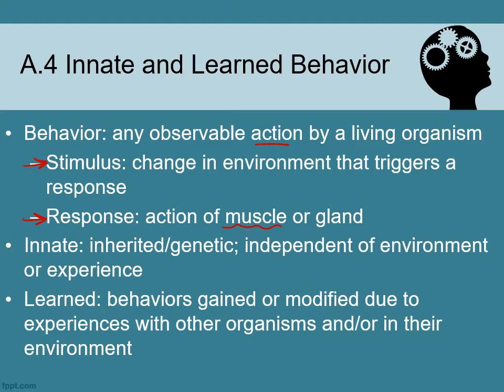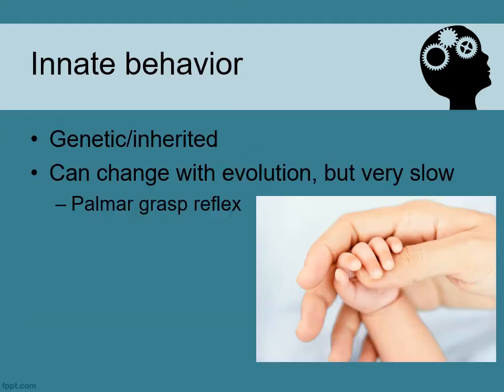These behaviors can be innate. They are inherited, they're genetic, they are independent of the environment or the experience, literally in our DNA. And then we also have some behaviors that are learned, and these are gained or modified due to interactions or experiences in our environment with other organisms. So we're going to look at lots of examples of innate behaviors first, and then we're going to flip over to learned behaviors later.